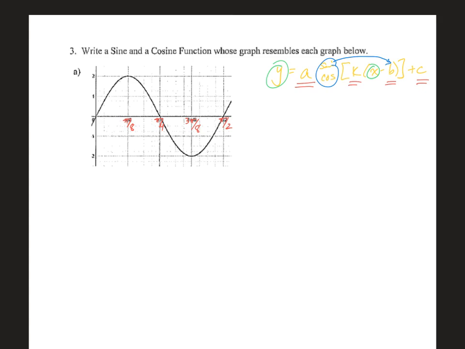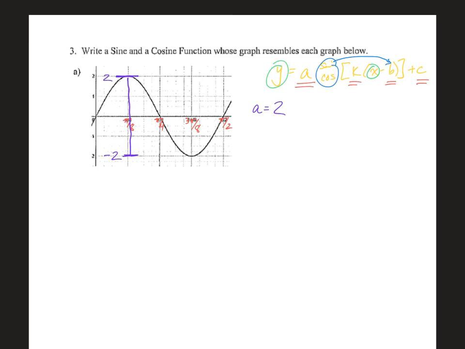So the first thing maybe I notice, my amplitude. Well, I know that my amplitude is half my height. So if my curve goes all the way up here to 2 and all the way down to -2, then my curve has a height of 4, therefore an amplitude of 2.